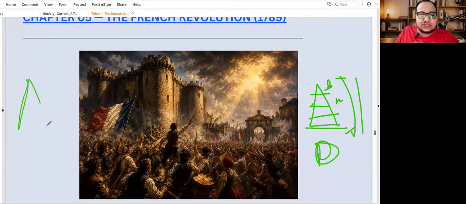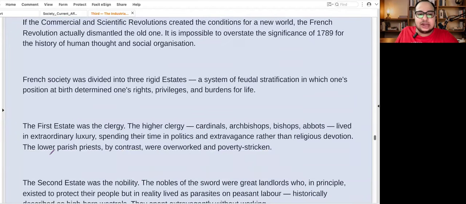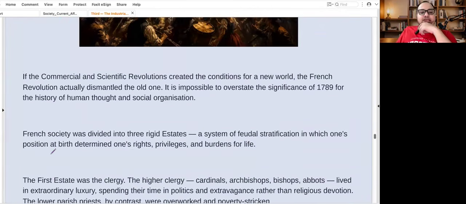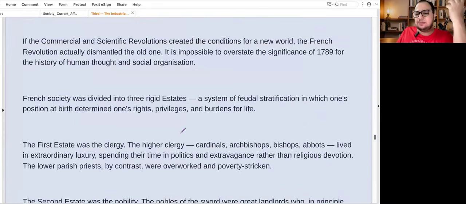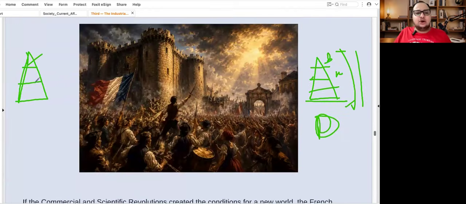The same was in French society. There was a threefold classification. The first state was the clergy, comprised of all the religious people, bishops, cardinals. They lived extraordinarily luxurious lives. They were not devoting anything to religion. They were just enjoying life. And the second state was the nobility.